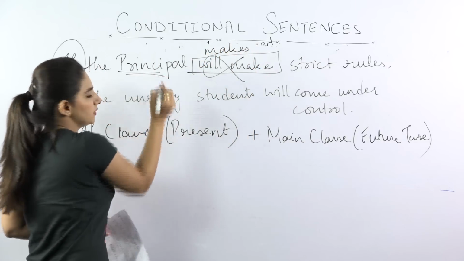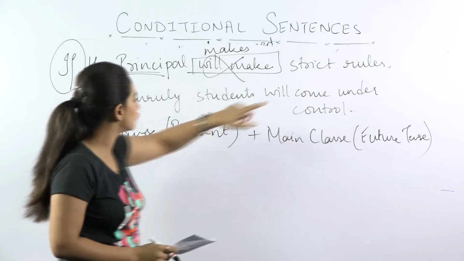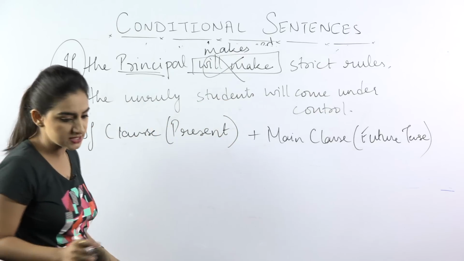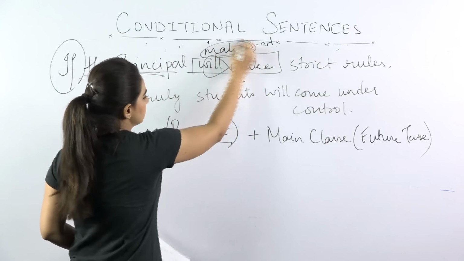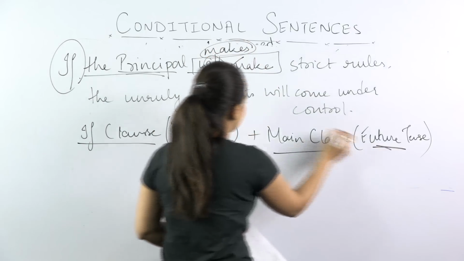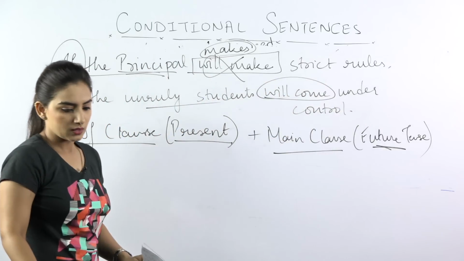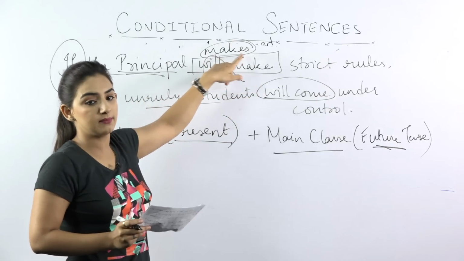Because the principal is singular. So it happens, if the principal makes strict rules, the unruly students will come under control. So what happens is, if clause present tense, main clause future tense. Got it? Will remove होगा, लेकिन will remove होने के बाद ये make नहीं रहेगा. We will make it makes.